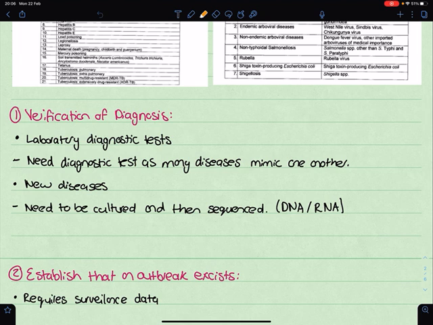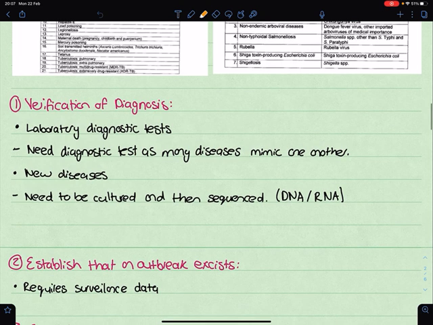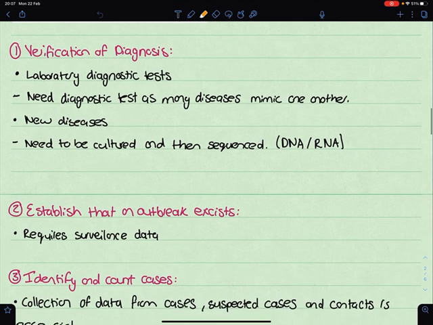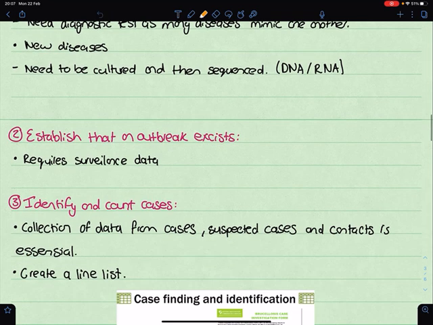Okay, so let's look at the first step, which is verification of diagnosis. Once again, a laboratory diagnostic test needs to be done because some diseases mimic one another. And also new diseases need to be cultured and sequenced, just as coronavirus had to be sequenced to know it's a new disease. So the second step is to establish that an outbreak exists.